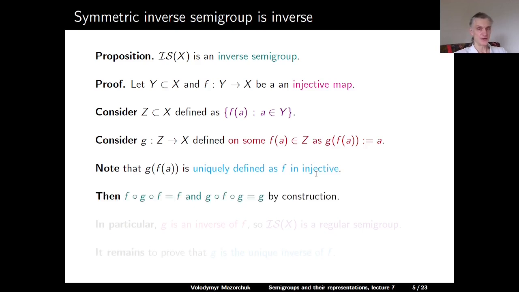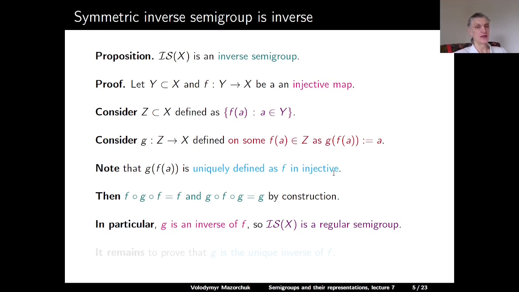Then directly from the definition, we have that F after G after F is equal to F, and G after F after G is equal to G. So in particular, G is an inverse of F in the semigroup sense, and so IS of X is a regular semigroup.